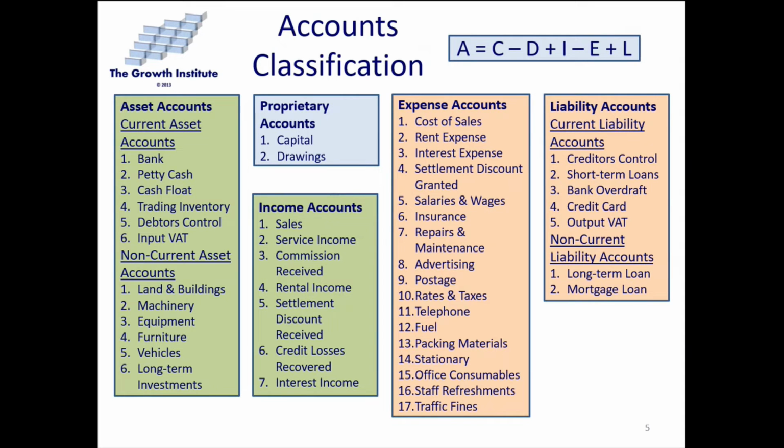We can also have rental income. We might settle an account with a creditor and then we get a discount, and that'll be income. If we previously had credit losses that we are now recovering, that's an income. And of course, if we earn interest, that is income. And then we have a look at expense accounts.